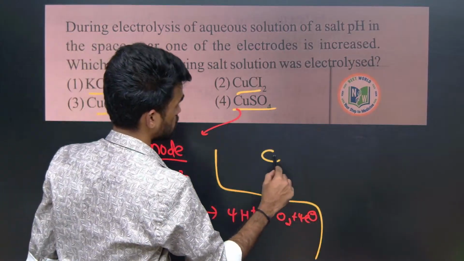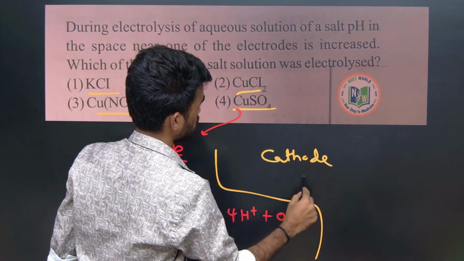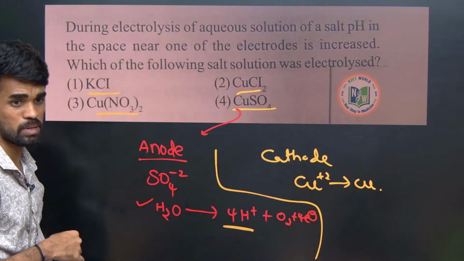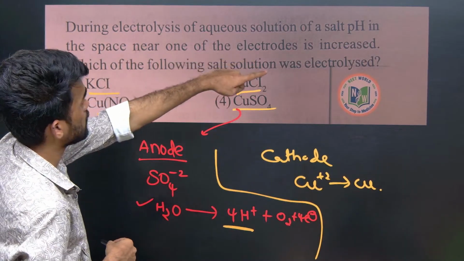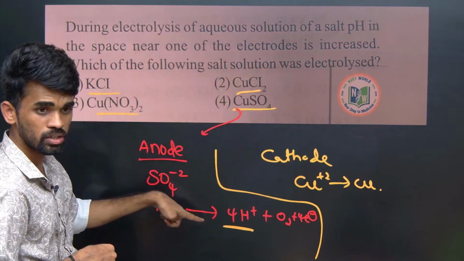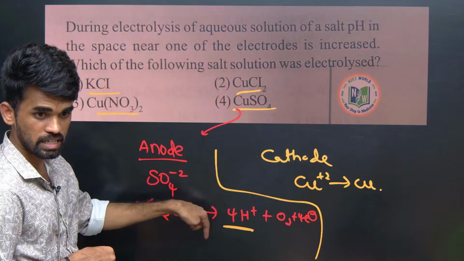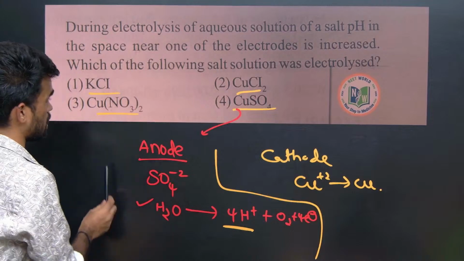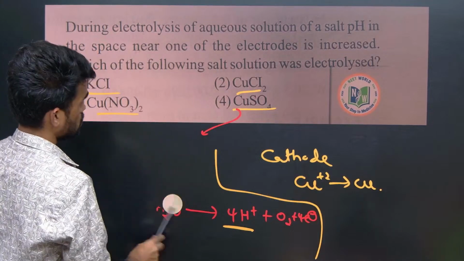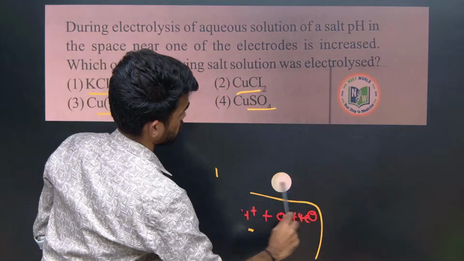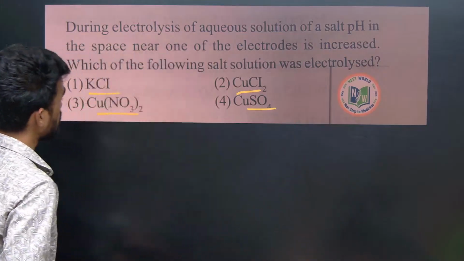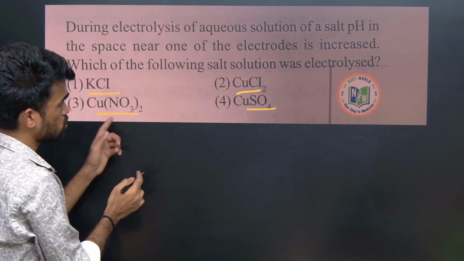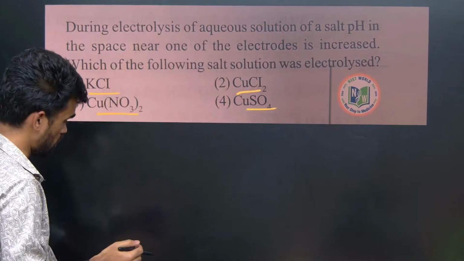So at cathode, Cu plus 2 converts into Cu. Here the concentration of H plus ion is increased. They are saying pH is increased, but here pH is decreasing, not increasing. So this might not be the option. Let us verify other options also. Here nitrate ion is there. We know nitrate won't go, only OH minus. So there is nothing to discuss about 3 and 4. Now look into 1 and 2.